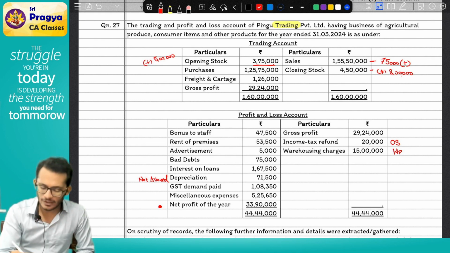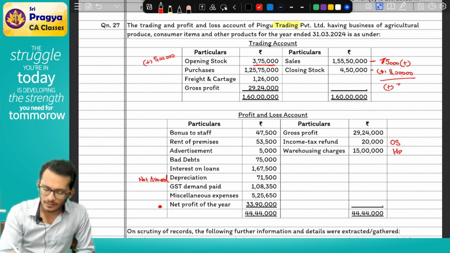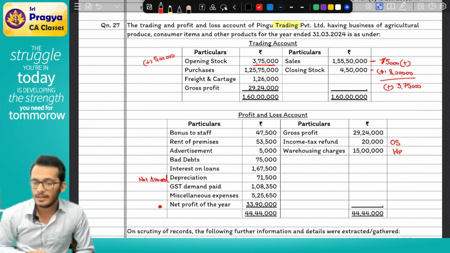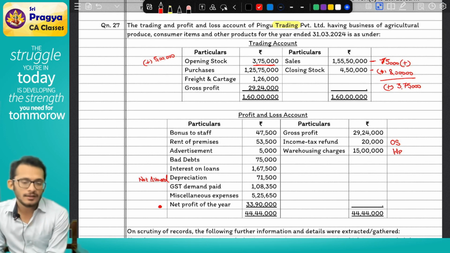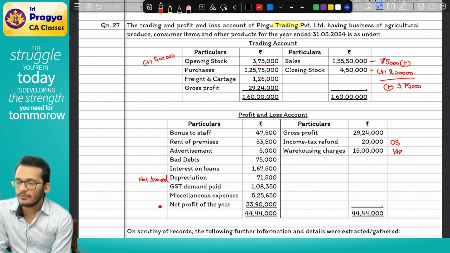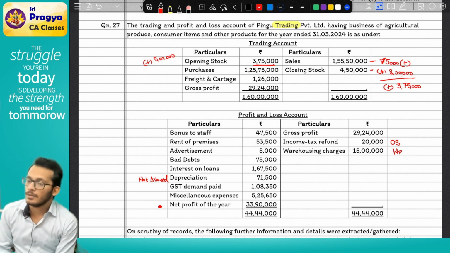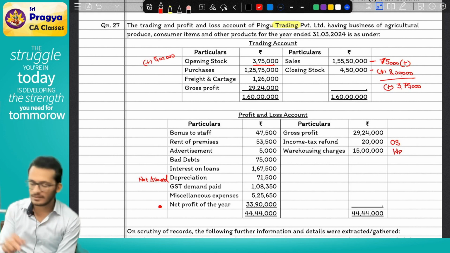And then there will be a sale of 75,000. So totally I have to add 3,75,000 to my net profit. Yes. So total addition to net profit is 3,75,000. You understand how to approach it?